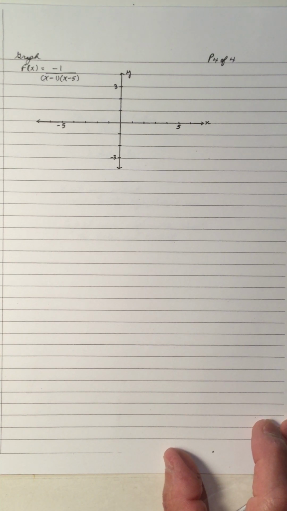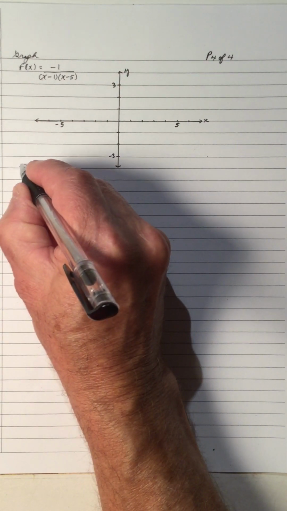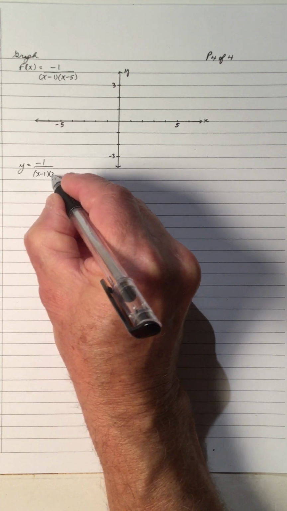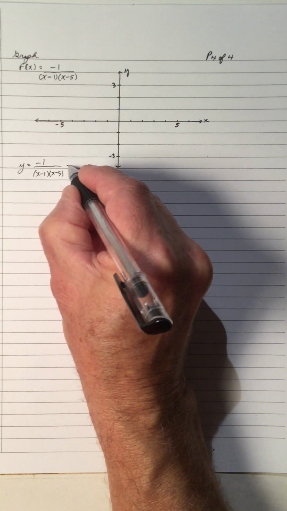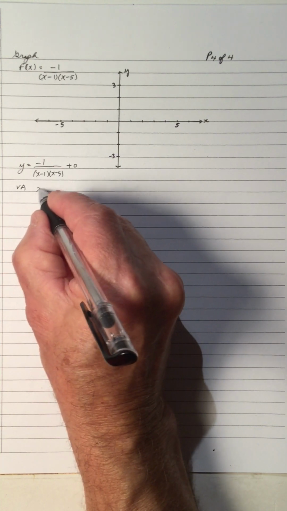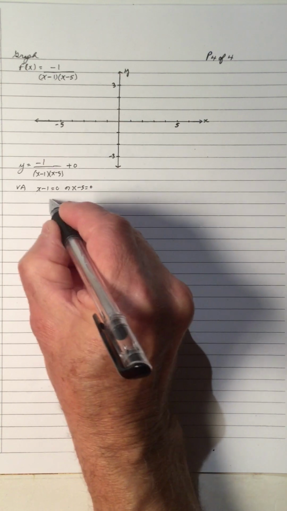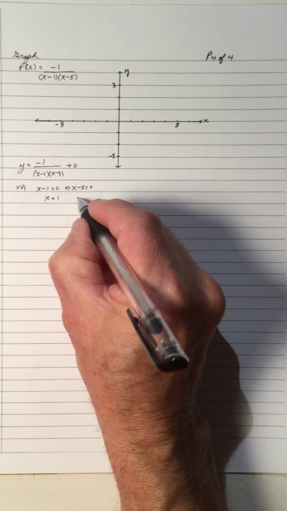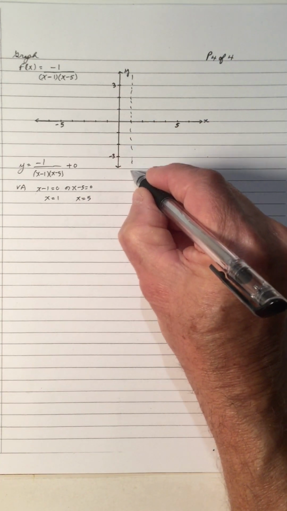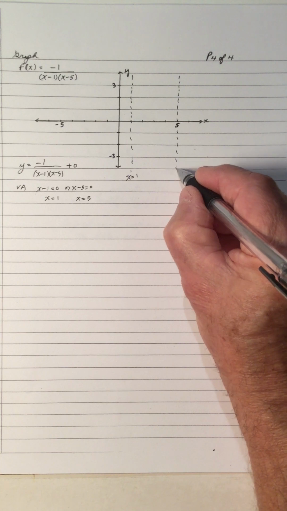And this one, again, we have a denominator of a negative. So this equation becomes y equals negative 1 over x minus 1, x minus 5, and we could put plus 0. So the vertical asymptote is x minus 1 equals 0, or x minus 5 equals 0. So the vertical asymptotes are x equals 1 and x equals 5. X equals 1 is one vertical asymptote. X equals 5 is another vertical asymptote.